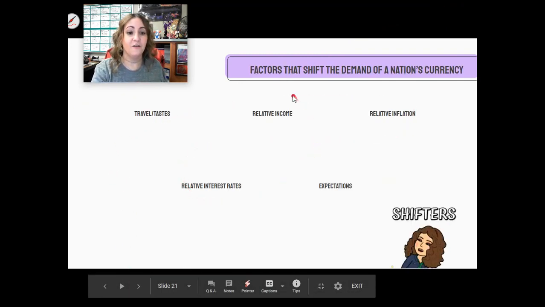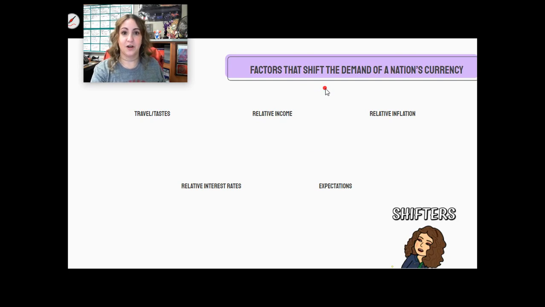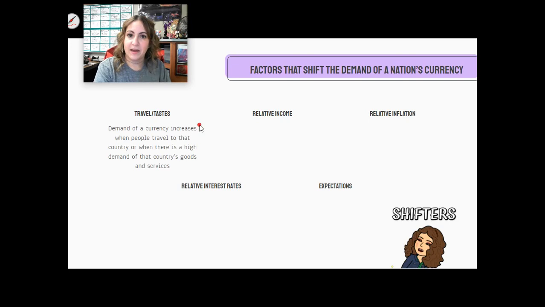Here are the factors that shift the demand for a country's currency. So these are our shifters, and there's unfortunately no acronym for these things. But the first one is travel and tastes. Obviously, this was my example just now. I was traveling to a different country, so I demand that country's currency. Demand of a currency increases when people travel to that country. So there's high demand for this country's goods and services because people are traveling there.